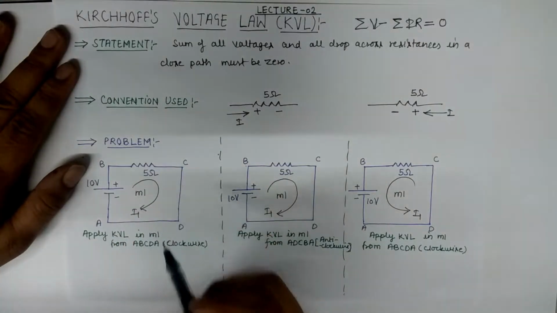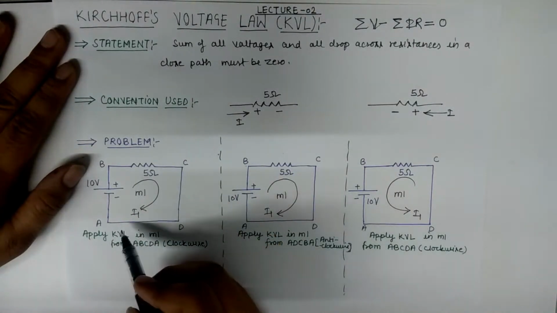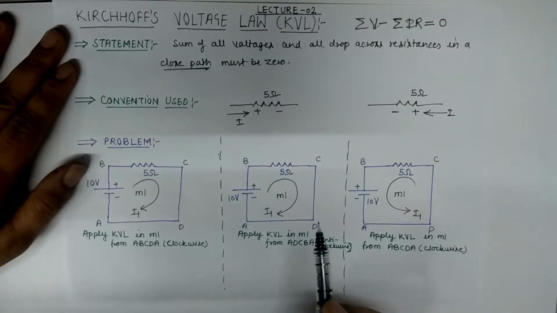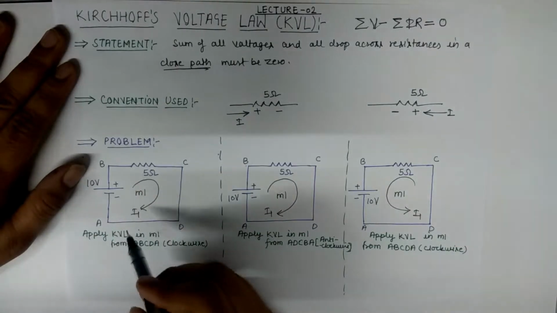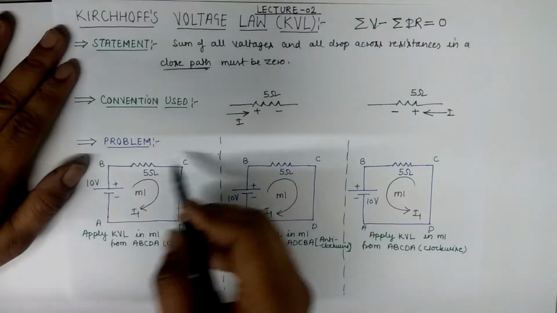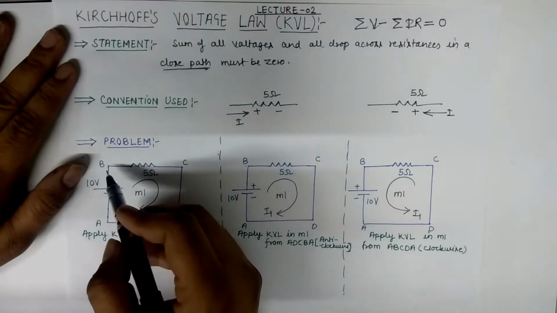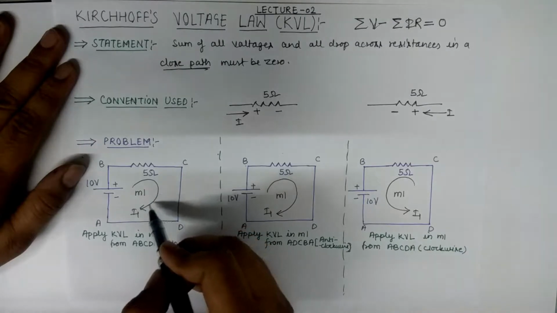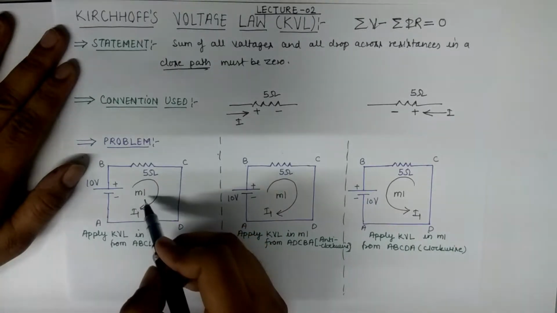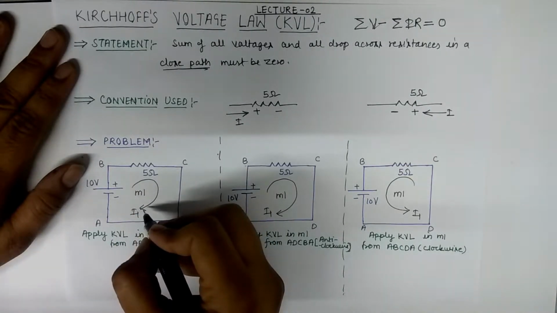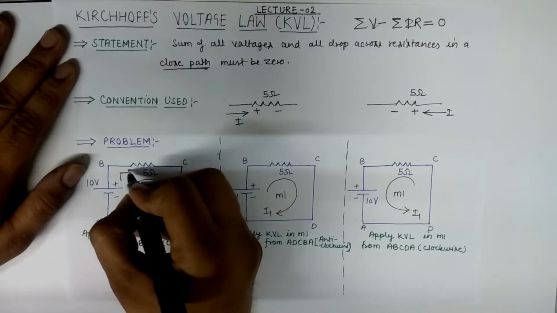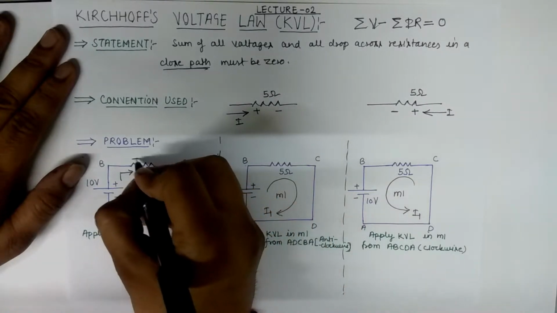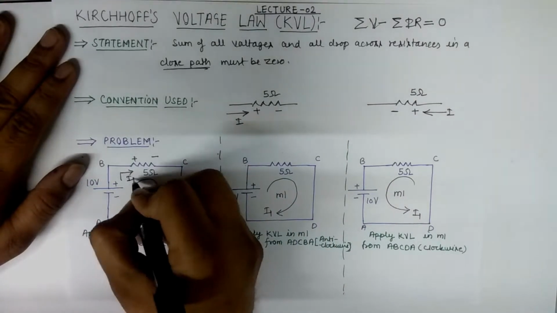So this is a problem. First of all, this is a closed path, so we must write here closed path. KVL is always applied in a closed path. We name the edges A, B, C, D, right? This is a battery. This is positive, this is negative. We assume current clockwise in this mesh M1. After assuming this current, we say this current is coming from left to right, so this is positive and this is negative of I1.